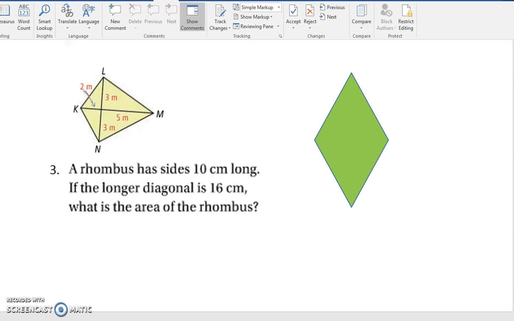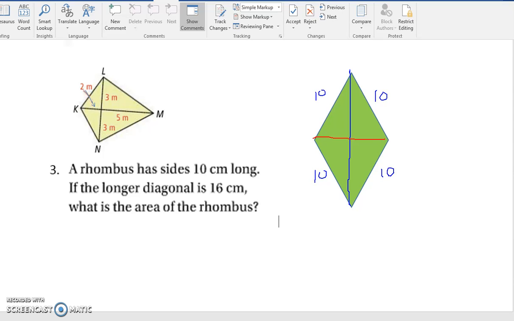Okay, so I put in a rhombus. All 4 sides are the same. Let's just mark what we know. We know that the sides are all 10. Okay, and we know that the long diagonal is 16. So there's the long diagonal. I know that is 16. And I'll put in the other diagonal. Okay, we don't know what that one is.